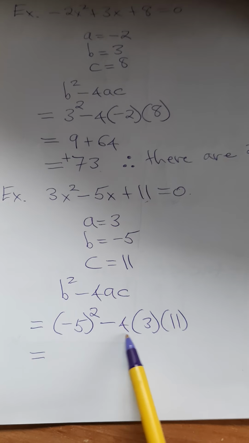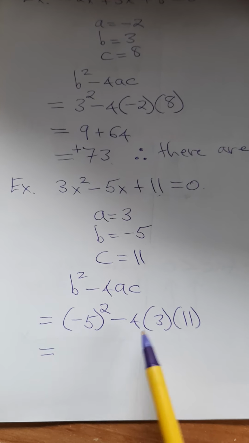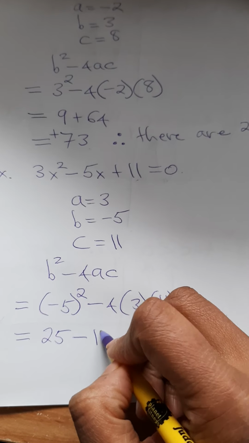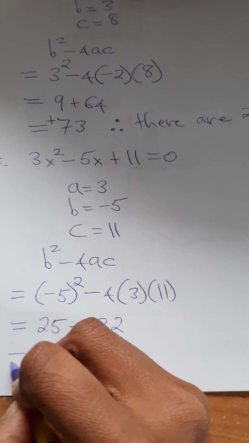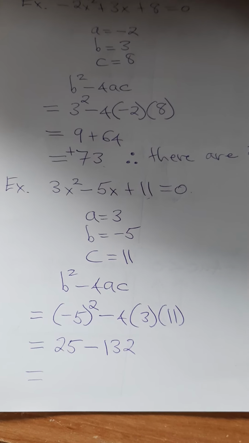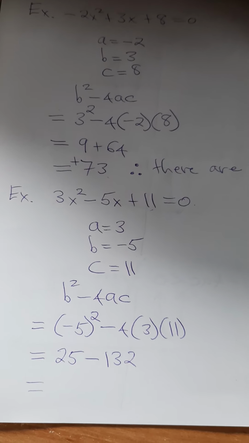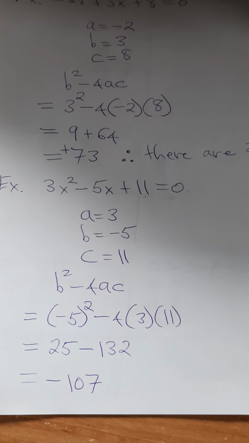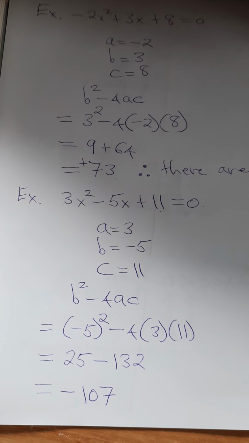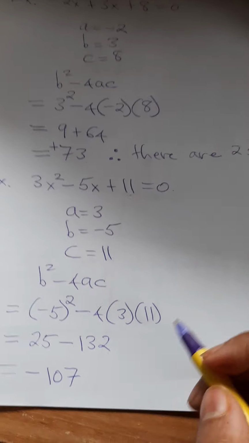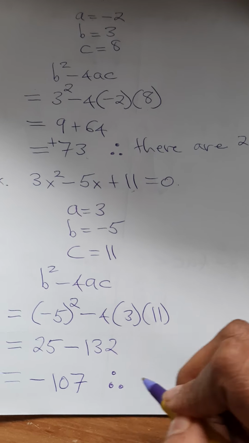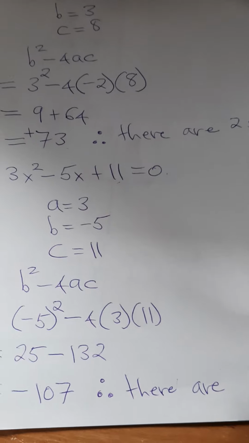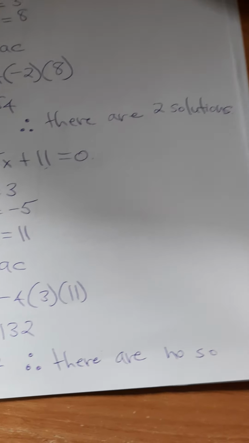Okay, so don't forget to multiply this whole section together here. And I'm getting 25 minus 132. Does everyone see that? Okay. And as soon as I subtract this, I can see that this is a negative answer. I'm getting negative 107. Because the discriminant is less than 0 here, we're going to put therefore, there are no solutions. Okay, does everyone see that?